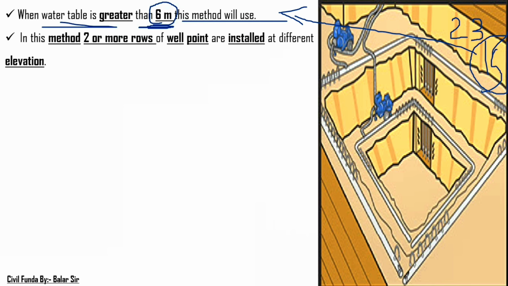Now in this method, 2 or more rows of well points are installed at different elevations. As you see in the indication here, this is the first level, this is the second level. Because of that, you need to install 2 rows of well point system at different elevations. Why different elevations? Because the entire process is going to be established in different stages.